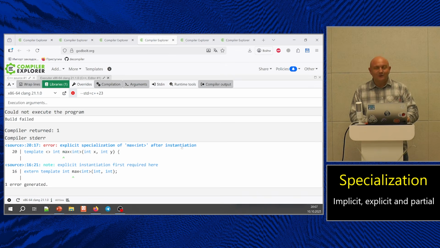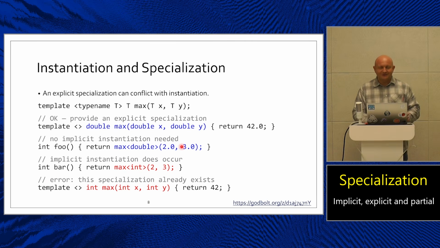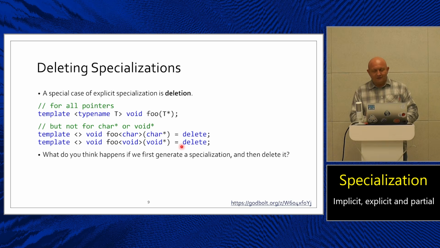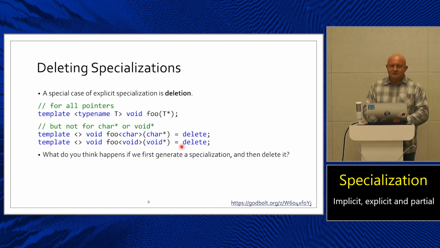Okay, now I guess you understand. The rules are really simple. If you did something manually, then trying to generate it will just bind to your manual definition. If you already generated something, then trying to do the same manually is an error. This is a really simple rule of thumb. And another useful form of explicit specialization is deletion.